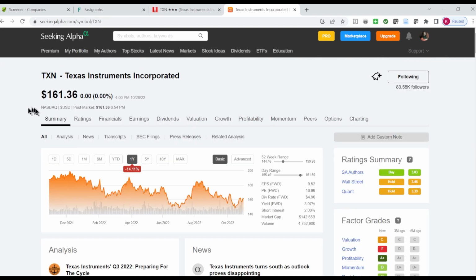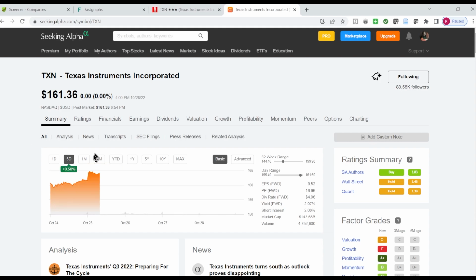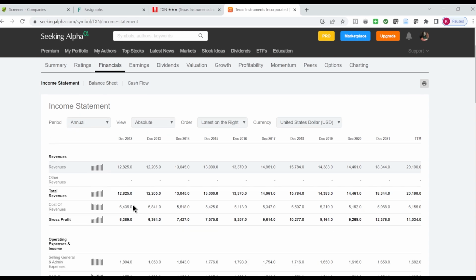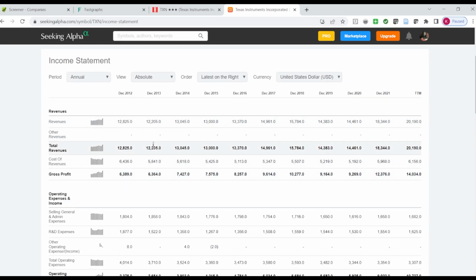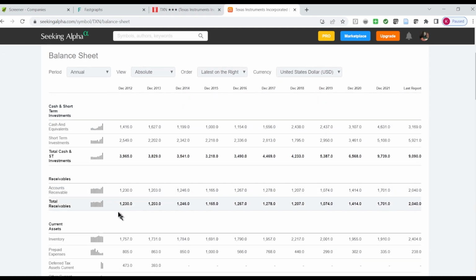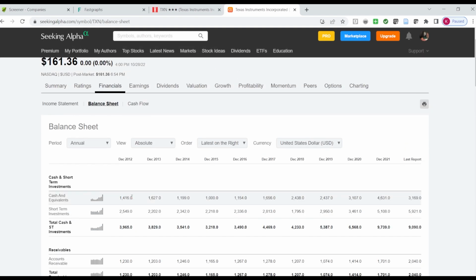But then pulling up Texas Instruments in Seeking Alpha, it gives some good data around what the stock price has moved. It's got some good historical financial data. You can see that, this is the income statement. They've got the balance sheet information here. And so there's a lot of good detailed information that goes back 10 years if you have a paid subscription.